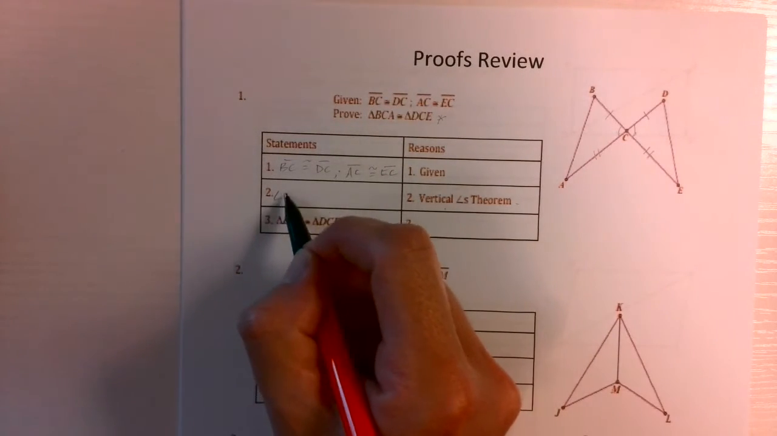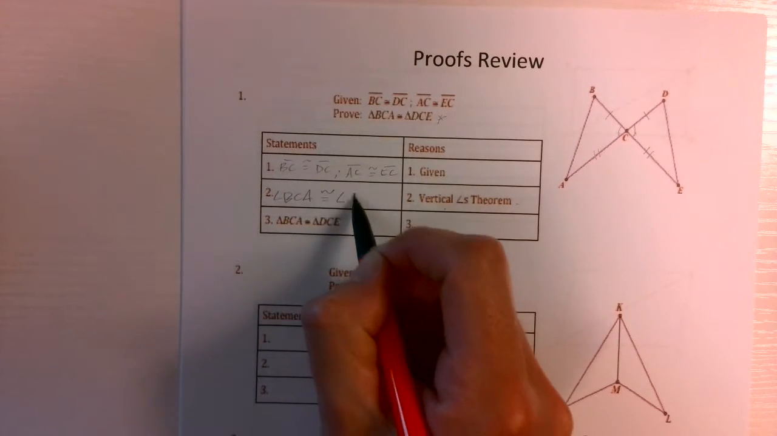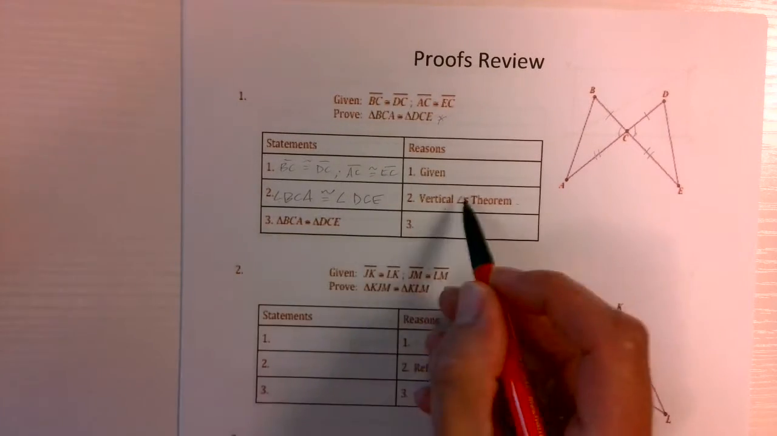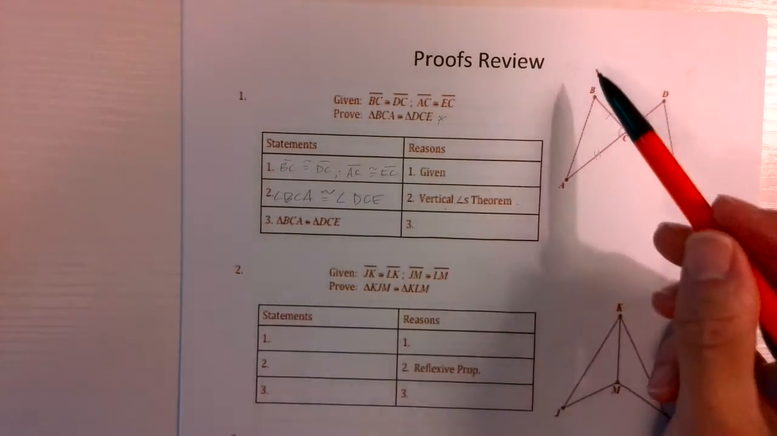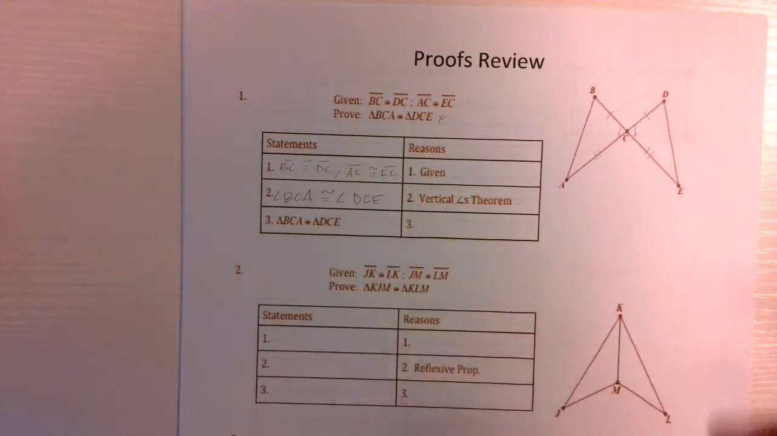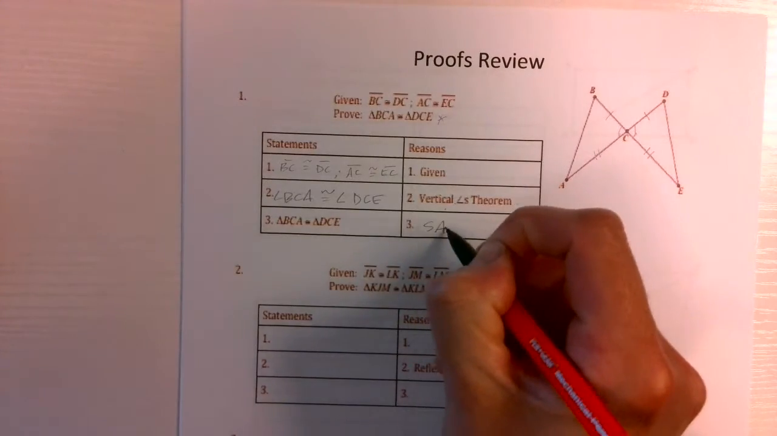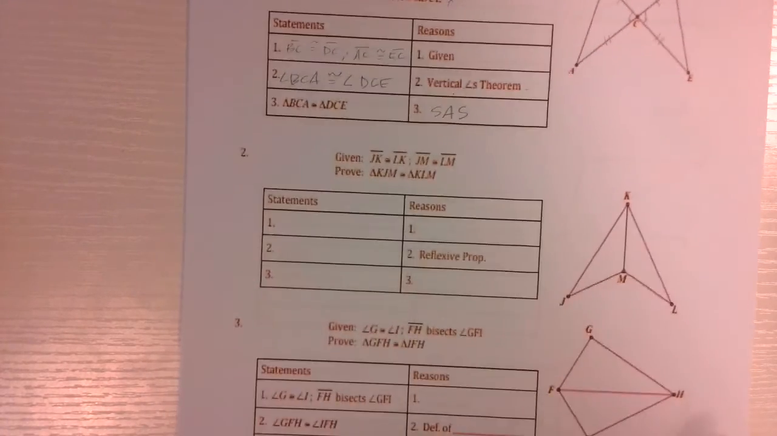So we'll say that angle BCA is congruent to angle DCE by vertical angles. And then it says here that triangle BCA is congruent to DCE, and the reason we can say that is because of SAS. And we're done.